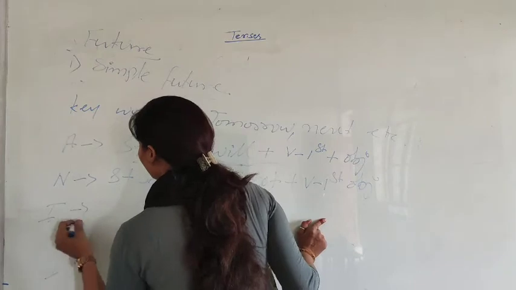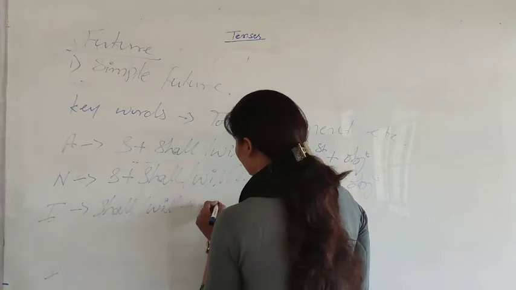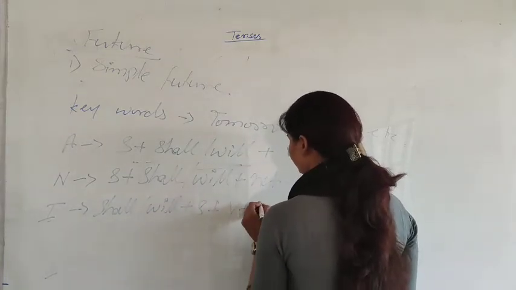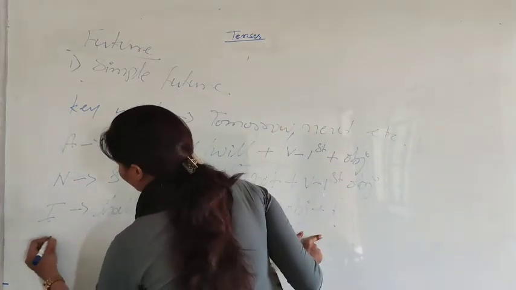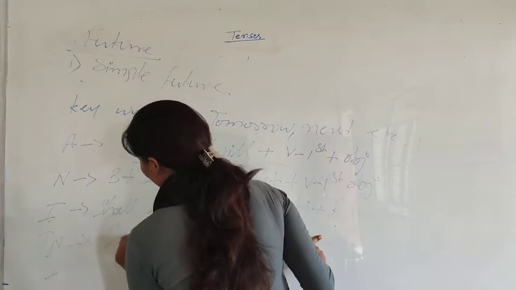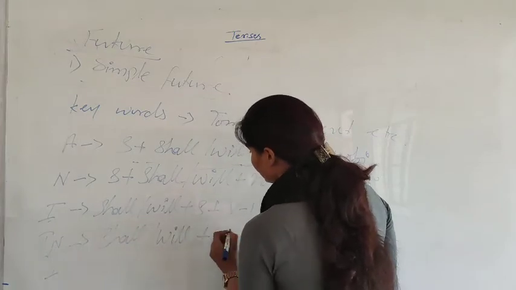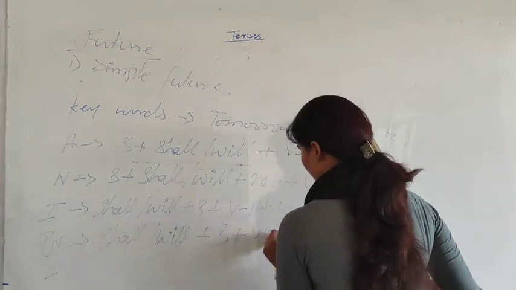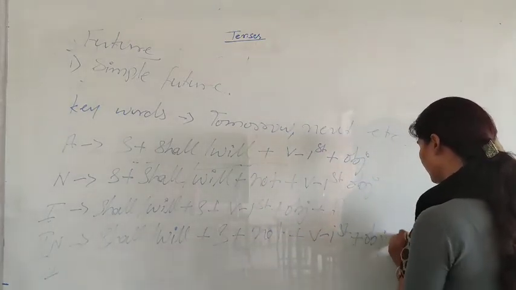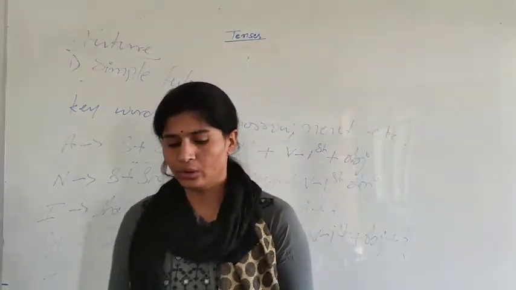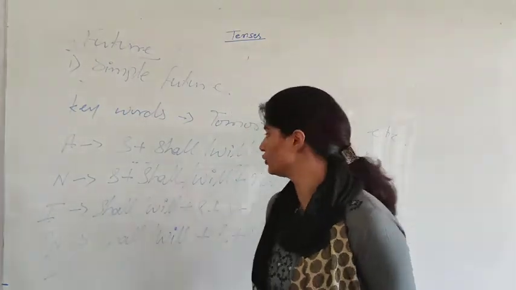Interrogative: first put the helping verb, that is shall/will, then subject plus verb first form plus object, and don't forget the question mark. Interrogative negative is shall/will plus subject plus not plus verb first form plus object plus question mark. Okay, now if you have seen the structure, see the use of shall and will.